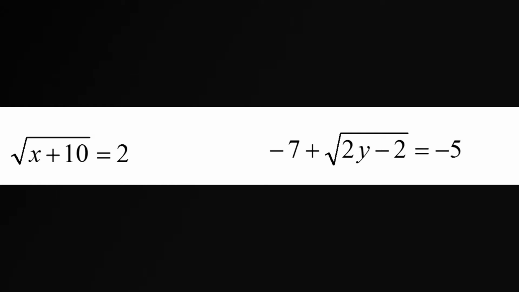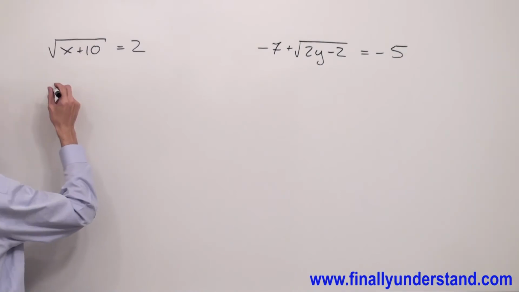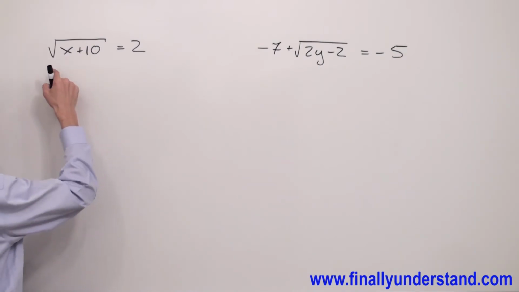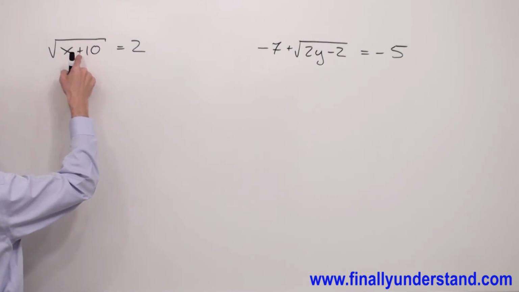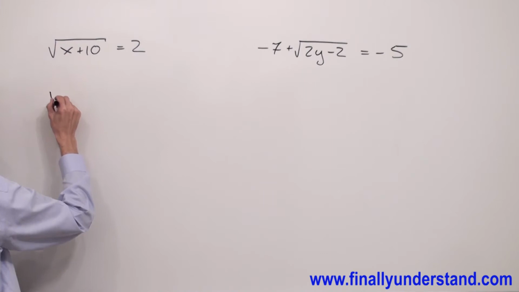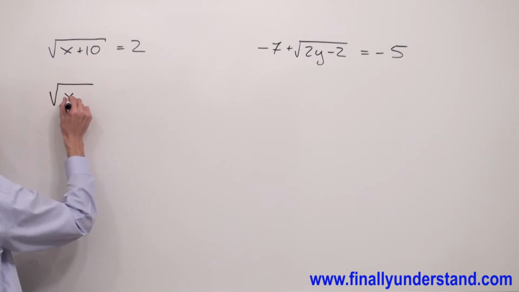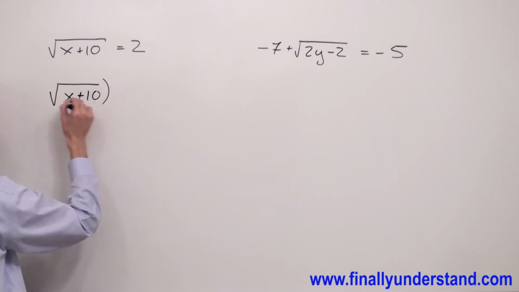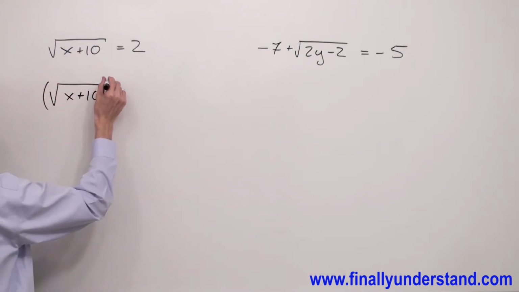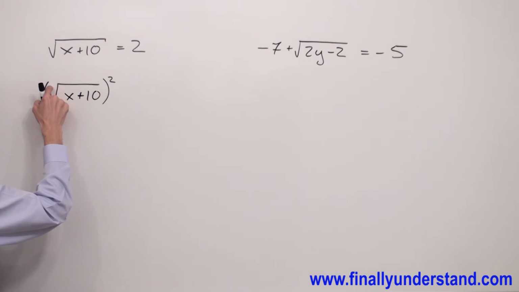Square root of x plus 10 equals 2. This is another radical equation, and remember, anytime we have an unknown under the radical sign, we have to eliminate the radical. In order to eliminate a radical, we're supposed to raise that radical to the number which is equal to the index. This is my index, it's invisible too.